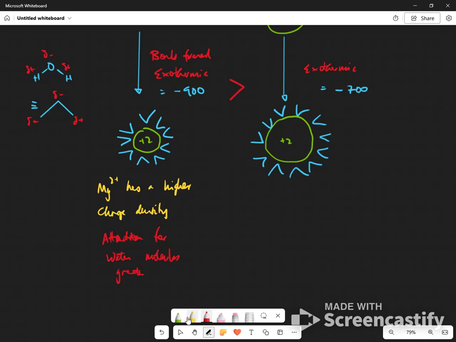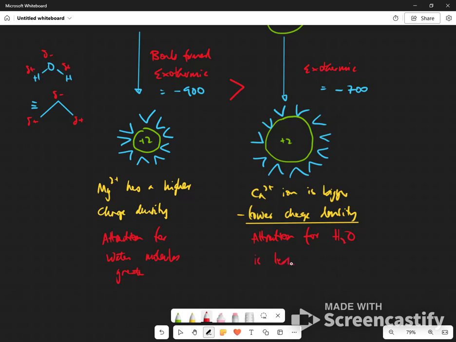Now let's just finish this off. The calcium ion is bigger, and because it's bigger, it has a lower charge density. Okay, this idea of charge density, you really want to get into your heads. It's very important. All right, since it has a lower charge density, the attraction for the water molecules is less. Attraction for H2O is less.